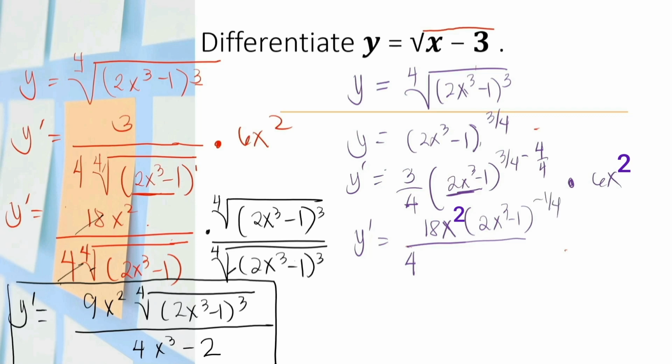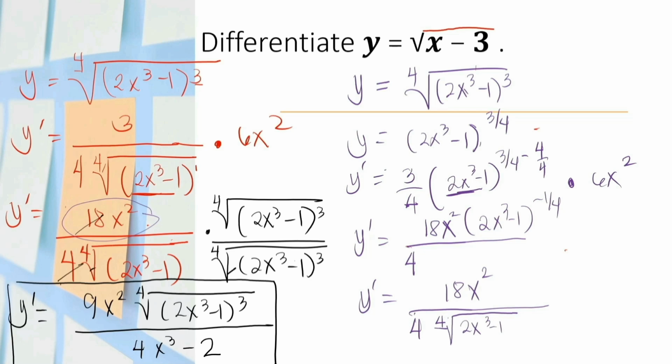Okay, so ibaba lang natin. So 18x, nakalimutan ko, square root na dapat. Okay. So 4, then since 1/4 yan, so 2x cubed minus 1 raised to positive 1/4. So yun yung magiging index natin, yung nasa denominator. Okay. Exponent niya is 1. So same lang, 18x squared over 4, root of 2x cubed minus 1.